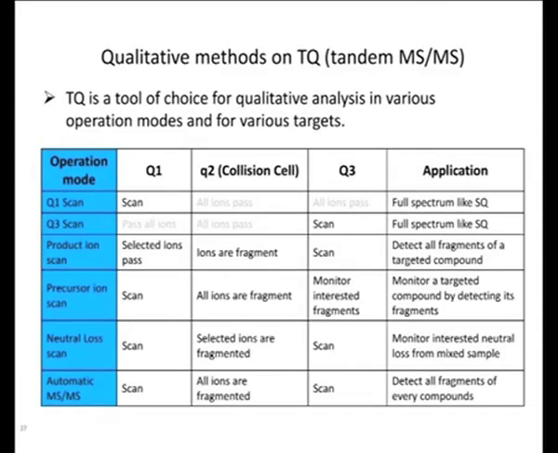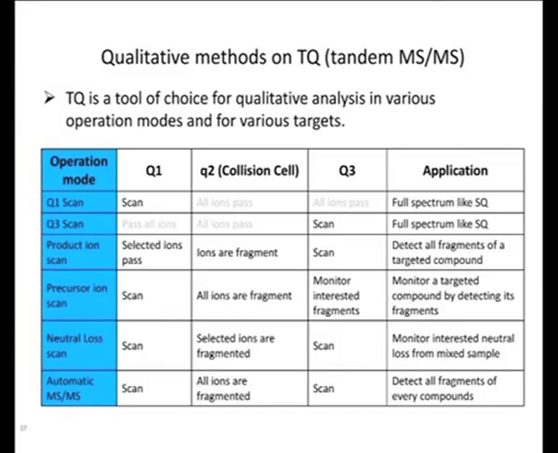The Q1 scan means you are scanning the first quadrupole, all the masses. The second and third quadrupoles act as ion guides, which means they are on RF voltage only. Here the triple quadrupole works as a single quadrupole. You only have to detect all the ions generated by the interface. Similarly for the Q3 scan. Then the product ion scan.